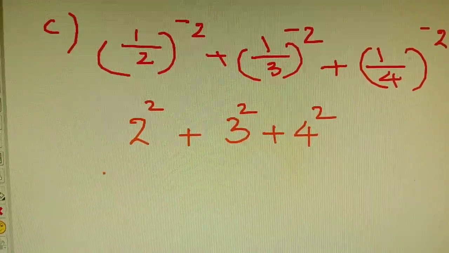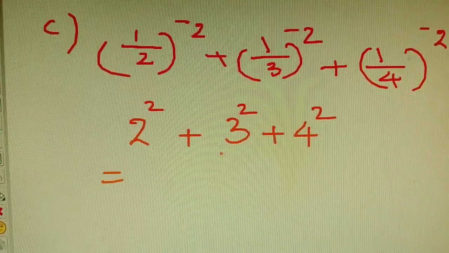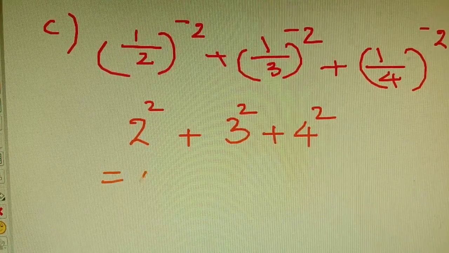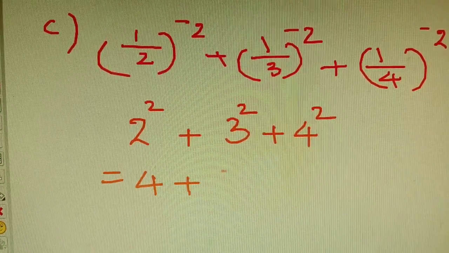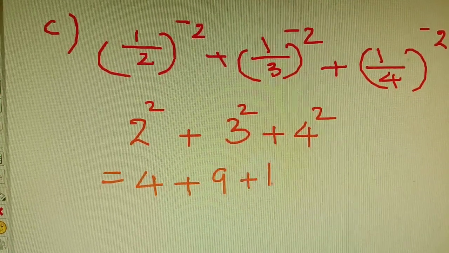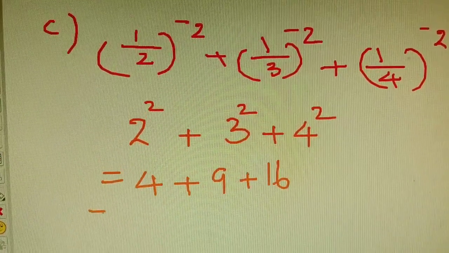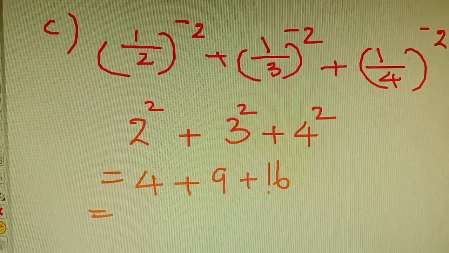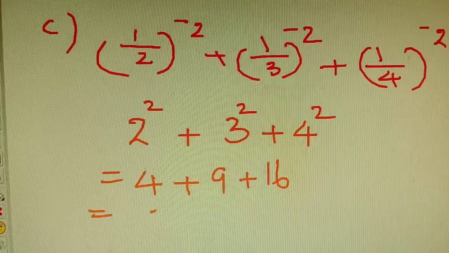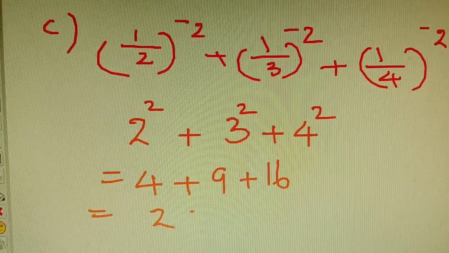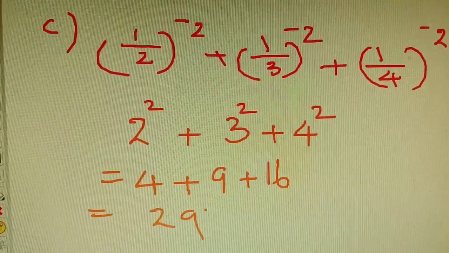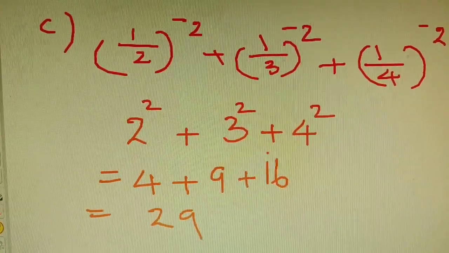So we can add all these values. 2 square means 4, 3 square means 9, 4 square means 16. So 4 plus 9 is 13, 13 plus 16 is 29. So the answer is 29.